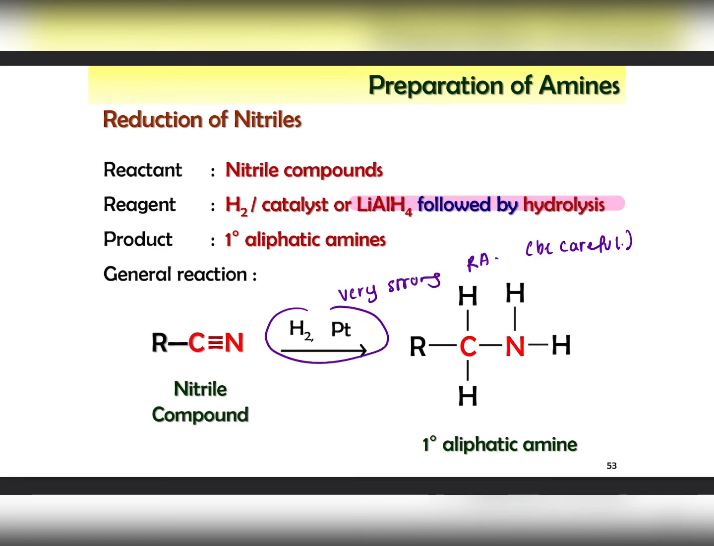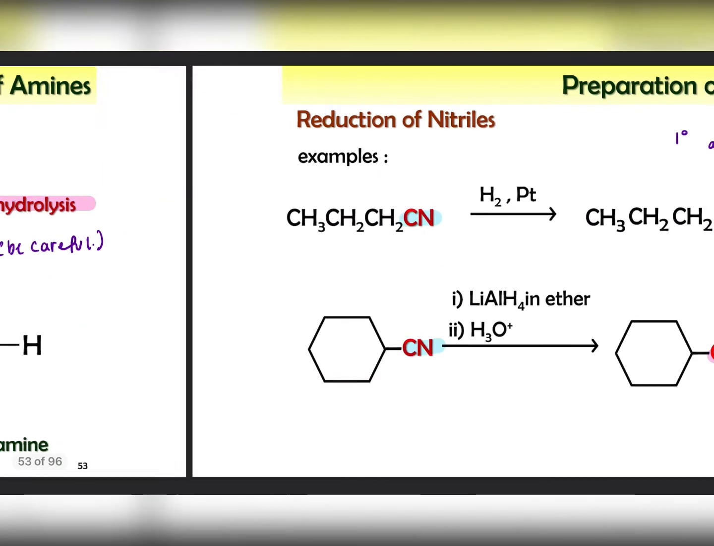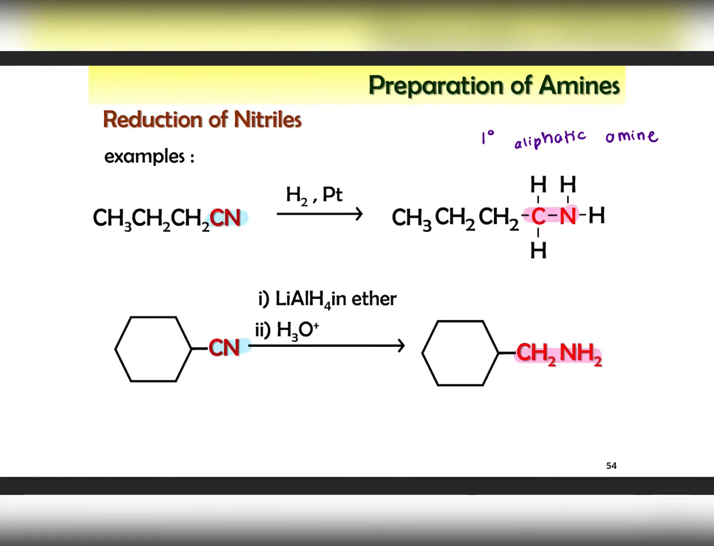Okay, so untuk this example, if you are using hydrogen and metal catalyst, C triple bond N ni ataupun CN, nitrile compound ni, dia akan jadi CH2 and NH2. Dia akan form primary aliphatic amine. Okay, so let's see here. Let's say you have this structure of nitrile compound. So untuk reduction of nitrile, basically you just change dekat bahagian CN, dia akan jadi CH2 and NH2. Okay, so the rest of the carbon chain is still the same.